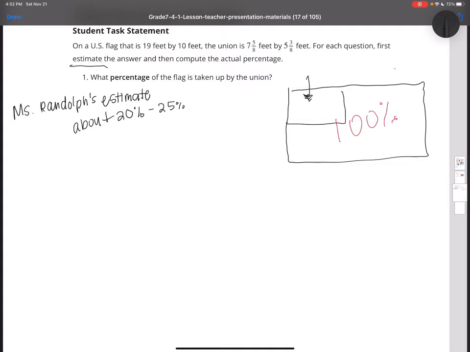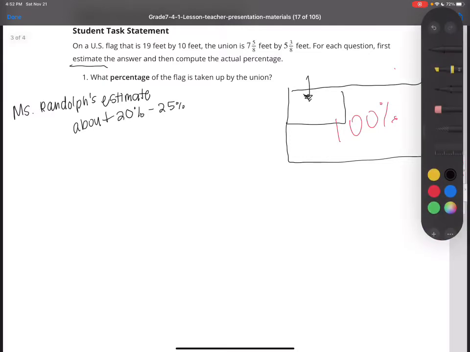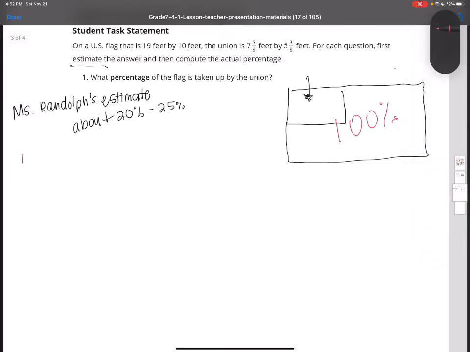All right. So what I want to do is find the area of the actual flag. So it's 19 times 10. 19 times 10 will be 190. So this will be the area of the whole flag, correct? So then I want to find the actual area of the Union.